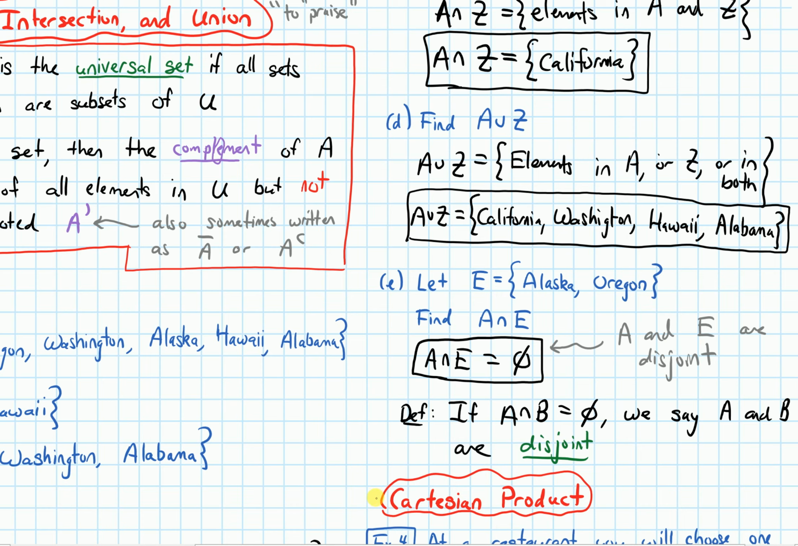So in the next video, we will talk about another way to form new sets from given sets, and that's what's called a Cartesian product.